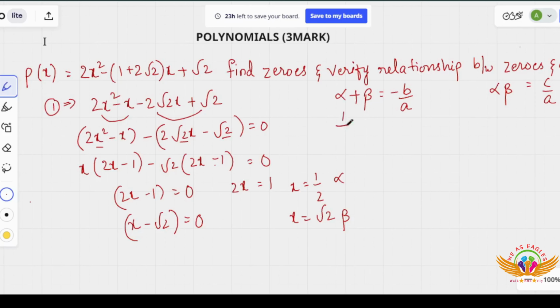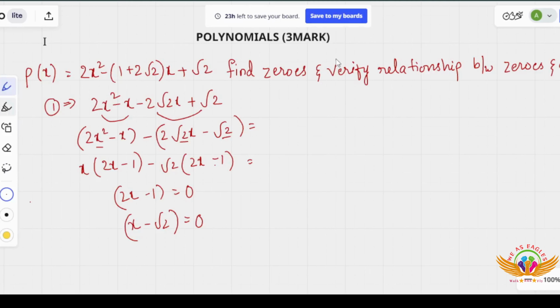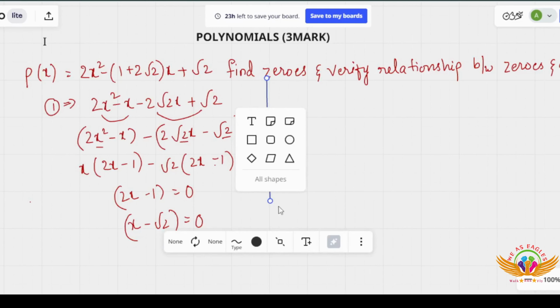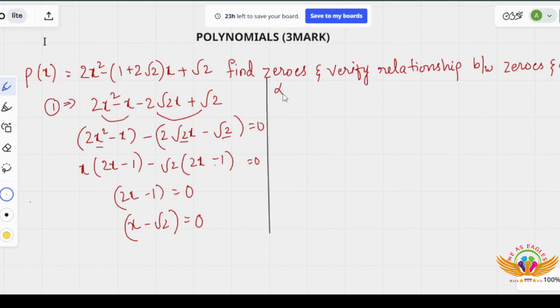Alpha is 1/2 plus √2. I feel like erasing some part, so let me erase and explain neatly. While doing LHS and RHS, be very careful while solving because it's roots. Let me draw a line. Done. So alpha plus beta is equals to −b/a.